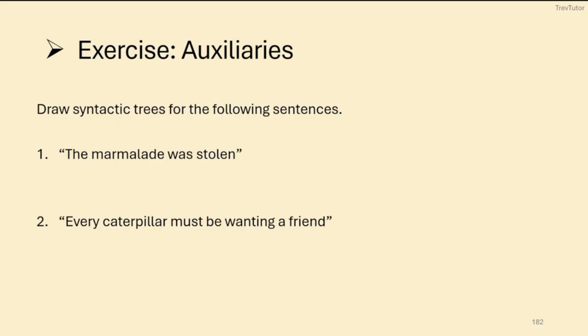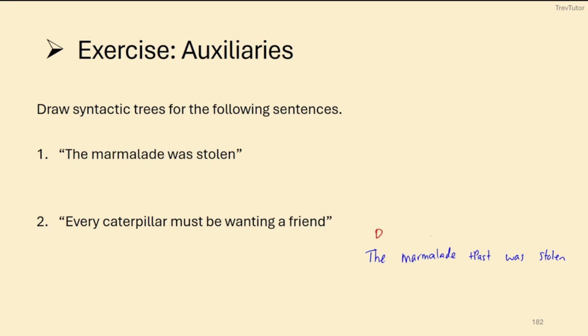So let's draw some syntactic trees for these. First one, the marmalade was stolen. So we're going to do this one bottom up, and we'll do the second one top down. So the marmalade was stolen. We need to leave room for tense. So that's plus past. And then we have was and stolen.